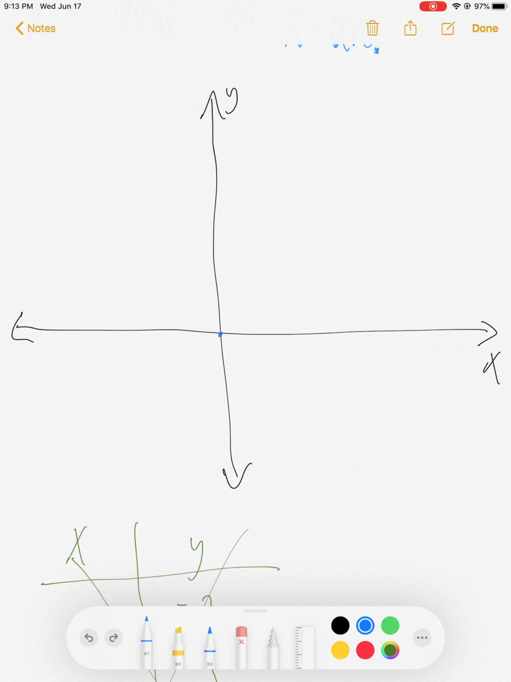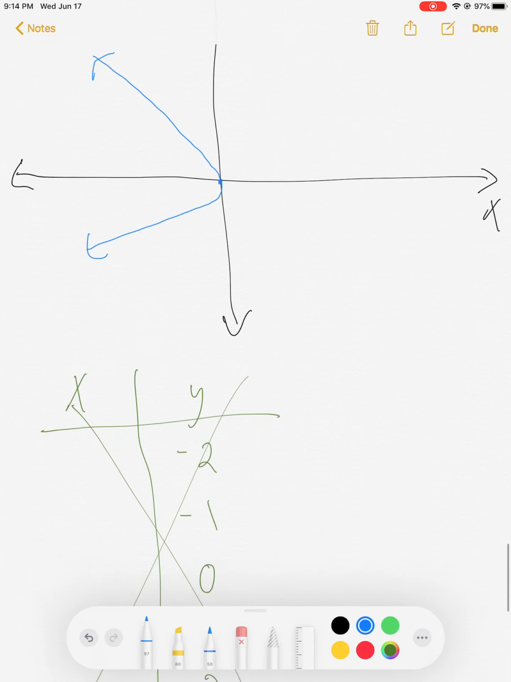Yeah, so it's going to look something like this. Oh, no, something like this. There we go. All right. And I want the region bounded by x equals 14y minus y squared.